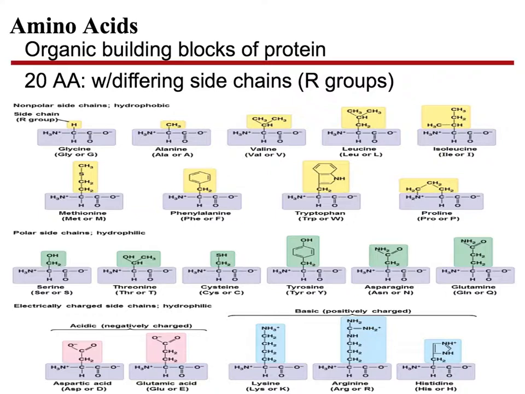Amino acids are the building blocks for proteins. This slide just goes into the different types. There are 20 different types, and they differ because of the side chain, this yellow side chain that you see. Those side chains are called an R group. They have the same basic structure in all amino acids, but it is the R group that is different.